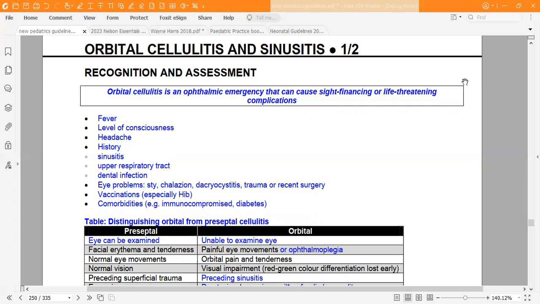Vaccinations, especially the Hib vaccine, and comorbidities, for example, immunocompromised or diabetic.